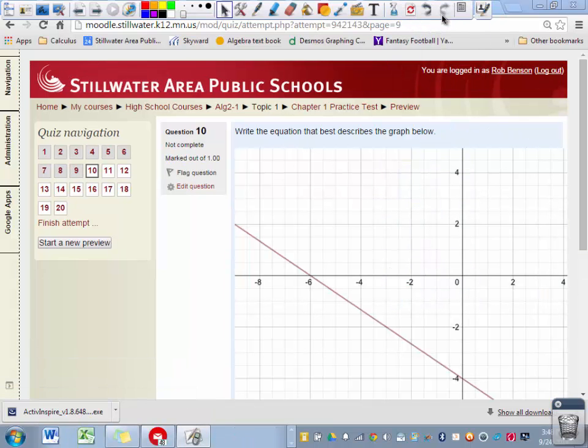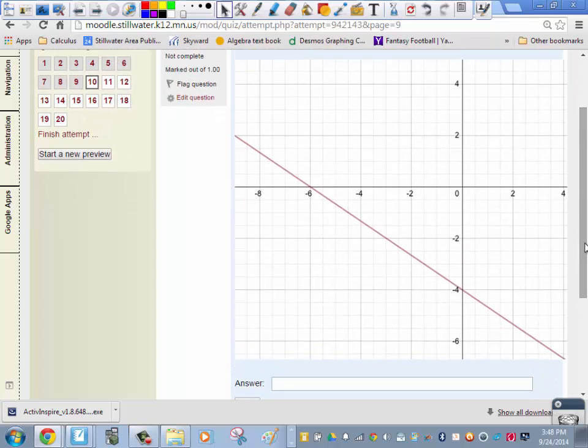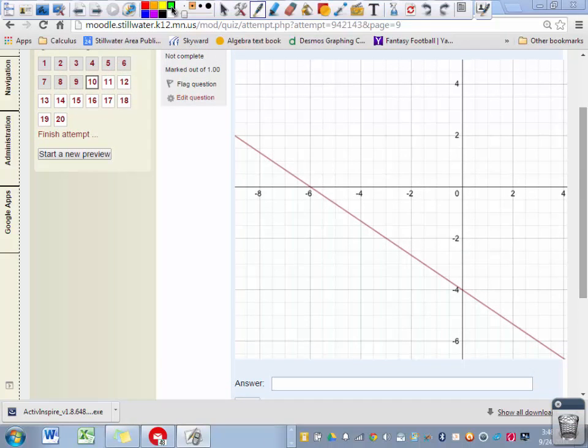Clear annotation. Well, what is this? Write the equation that best describes the graph below. Interesting. Okay, well, this is not too bad. We can do this one in green. So, remember, our equation would be y equals mx plus b. We just have to figure out two things, the m and the b. Once we have those two things, we'll plug them into this equation for the m and the b, and then we got our answer.